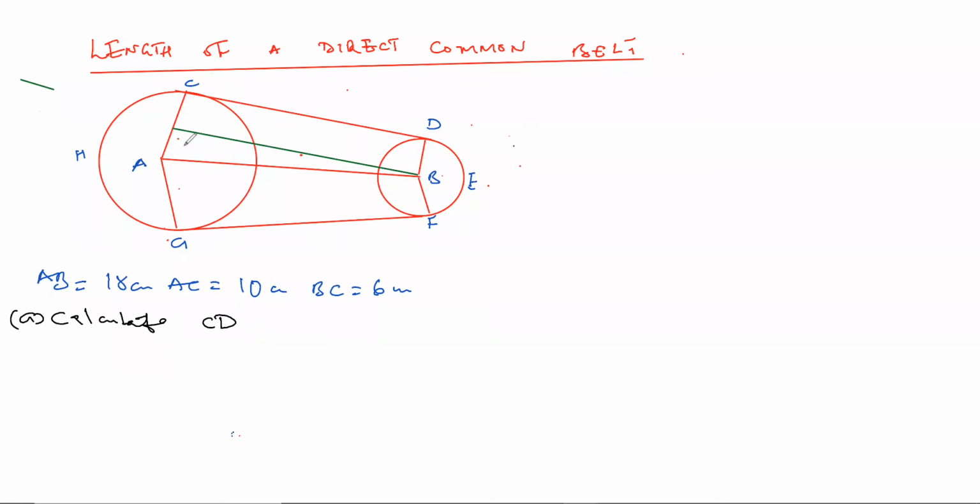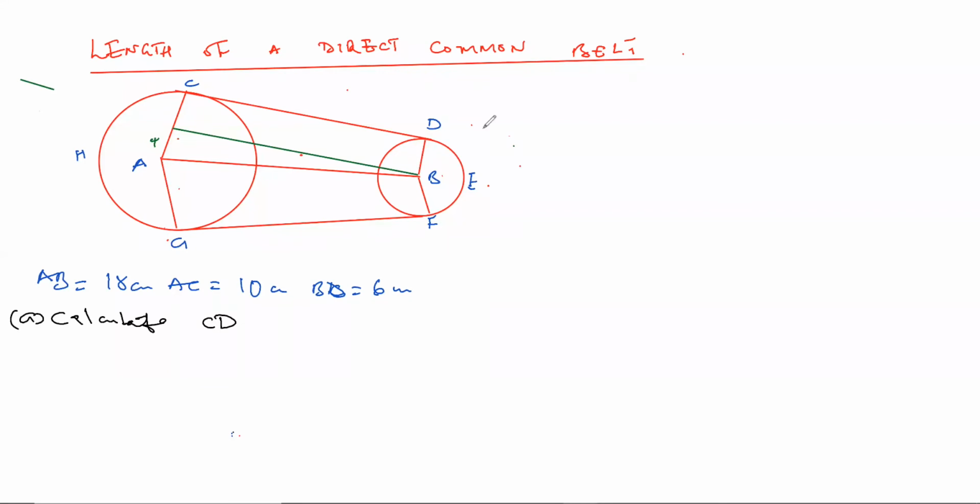Yes? You said that BC is 6 centimeters. Is it BC or BD? Oh, BD. It is supposed to be BD. Thanks for the correction. It was BD. Radius of the smaller circle, BD. Okay.